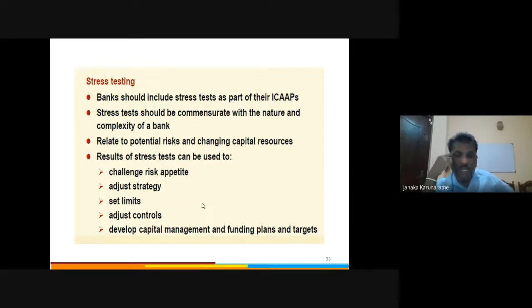Develop capital management and funding plans and targets. While doing so, if you feel you will be subject to significant risk if this happened, develop capital management and funding plans and some targets now itself. It will help you to identify potential risks that you will face in the future based on some assumptions, and then how it's going to impact your capital levels.